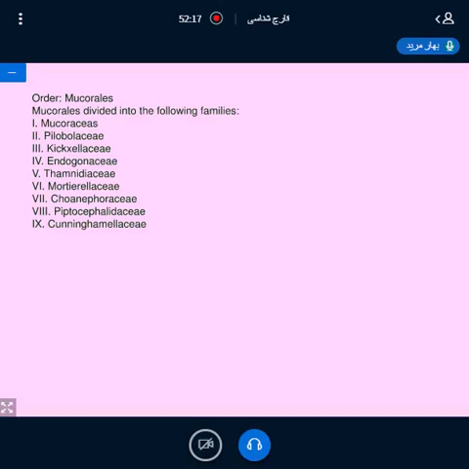Order Mucorales is divided into the following families: Mucoraceae, Pilobolaceae, Coprophilus, Kickxellaceae, Endogonaceae, Thamnidiaceae, Mortierellaceae, Choanephoraceae, Cunninghamellaceae.